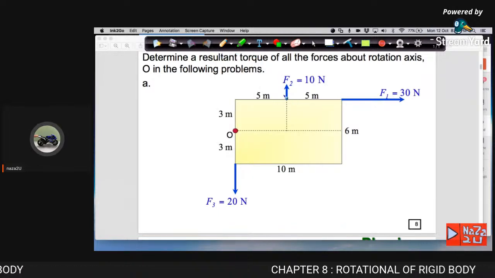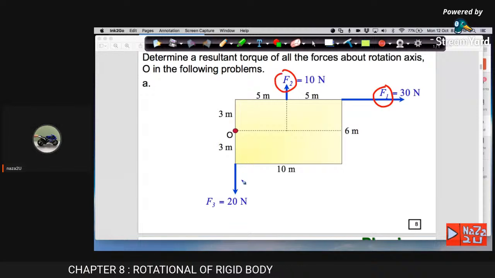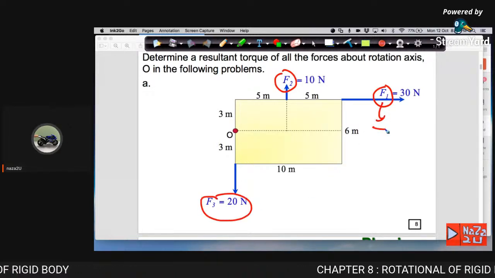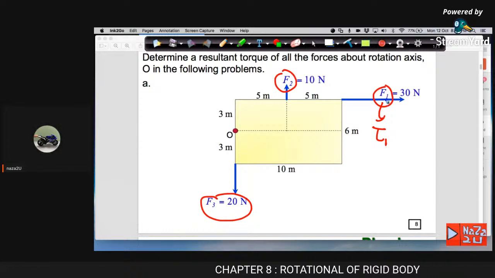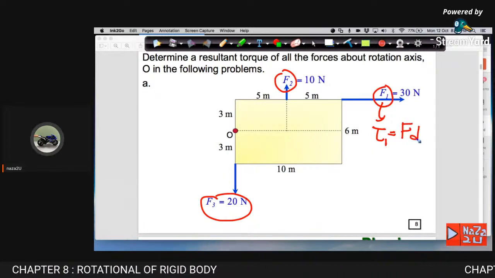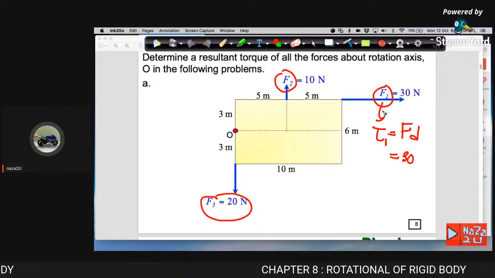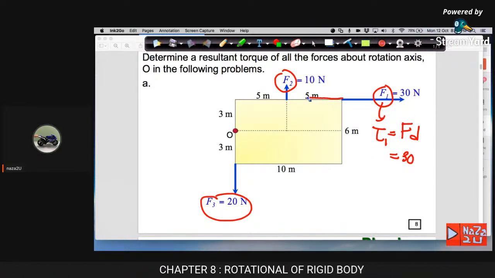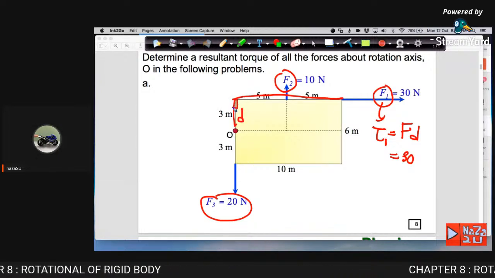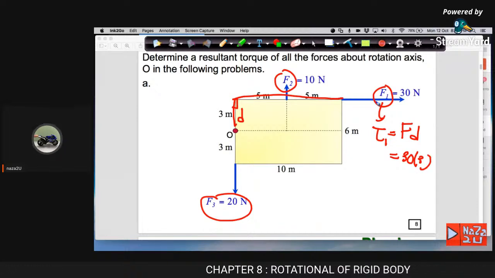So first here we have three forces, F1, F2, and F3. If you calculate the torque for the F1, we have force times D, and the force for the F1 is 30 Newton. And for the distance here, make sure the distance is at 90 degrees. So here, this is D, 90 degrees, times 3.